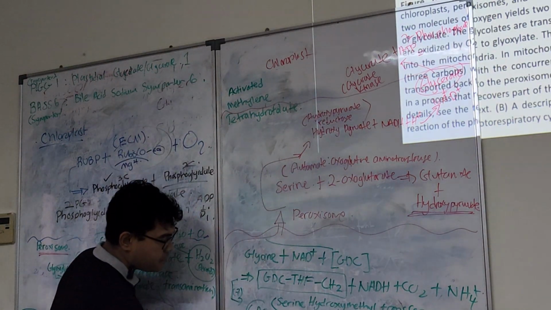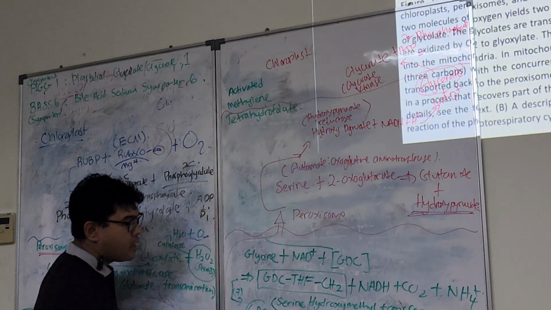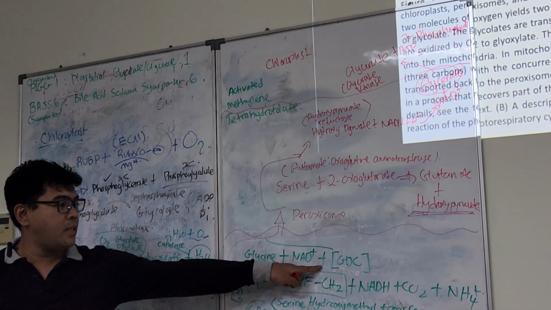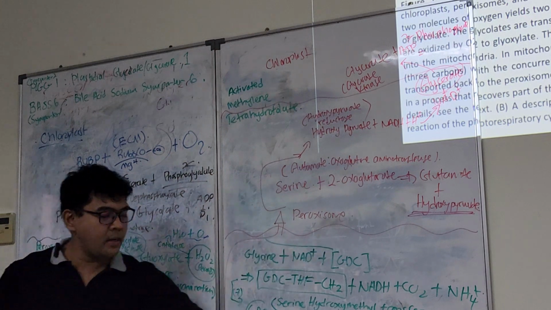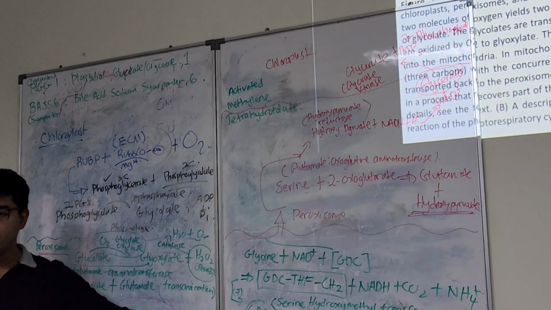This here, no, this is not C4 later. This is the C1 cycle. From GDC, activate, and then come back to GDC. You see? Isn't it a cycle? This is C1. Methylene is 1 carbon. So this is actually C1 metabolism.